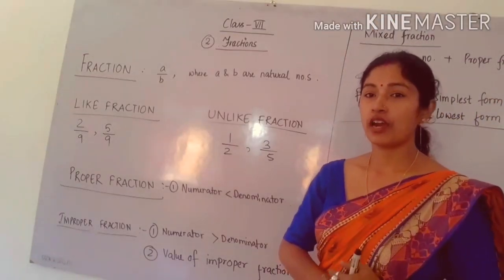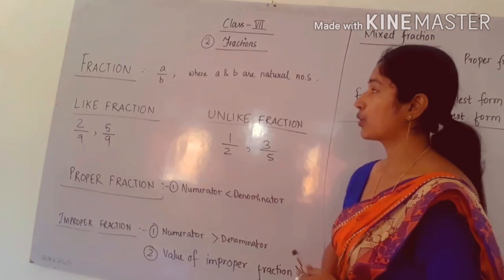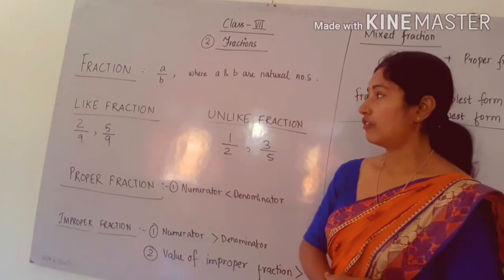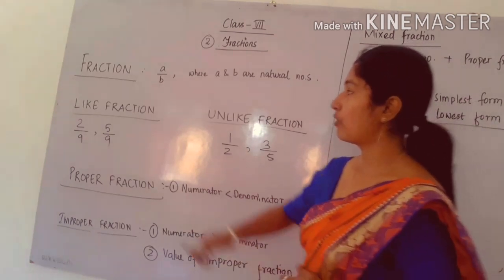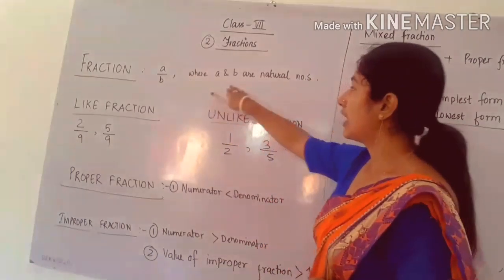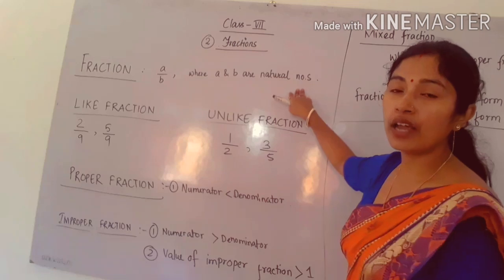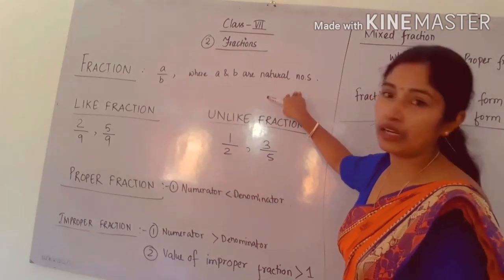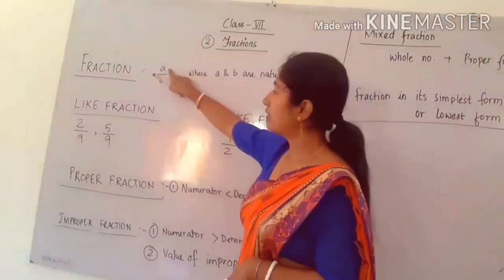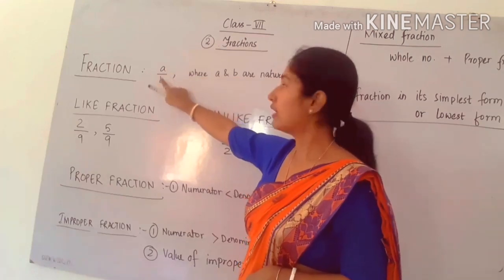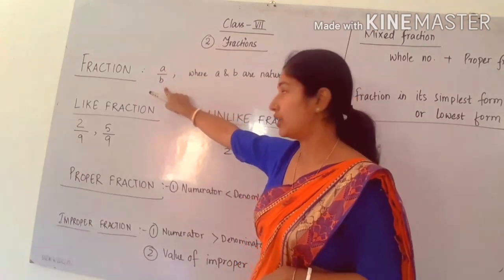So today I am going to start the second chapter, that is fraction. So what is a fraction? A fraction can be represented in the form of a by b, where a and b are natural numbers. Natural numbers start from 1 and go up to infinity. So here the upper part, that is a, is called the numerator and b is called the denominator.